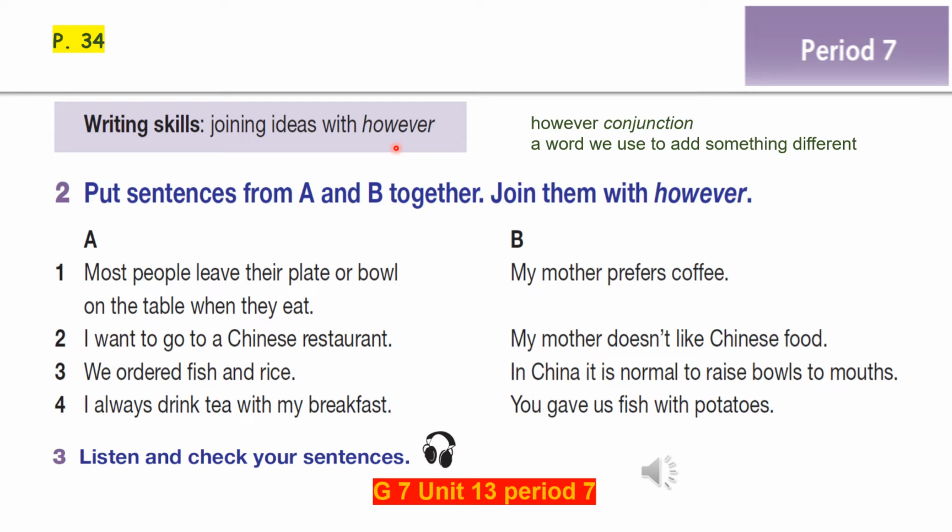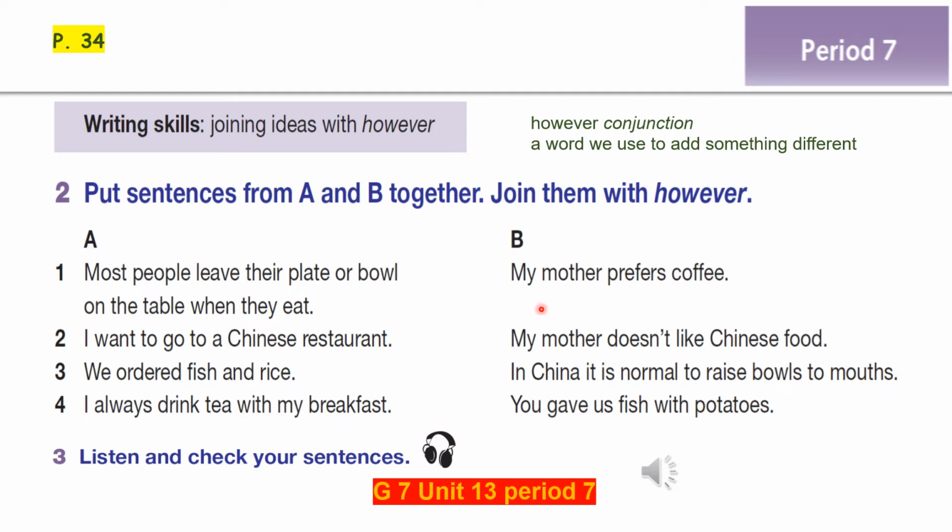Here you have two lists. The first list A, and this is the second list. You have to join them using however. Are you ready? Let's first read the words from both lists. A. 1. Most people leave their plate or bowl on the table when they eat. 2. I want to go to a Chinese restaurant. 3. We ordered fish and rice. 4. I always drink tea with my breakfast.